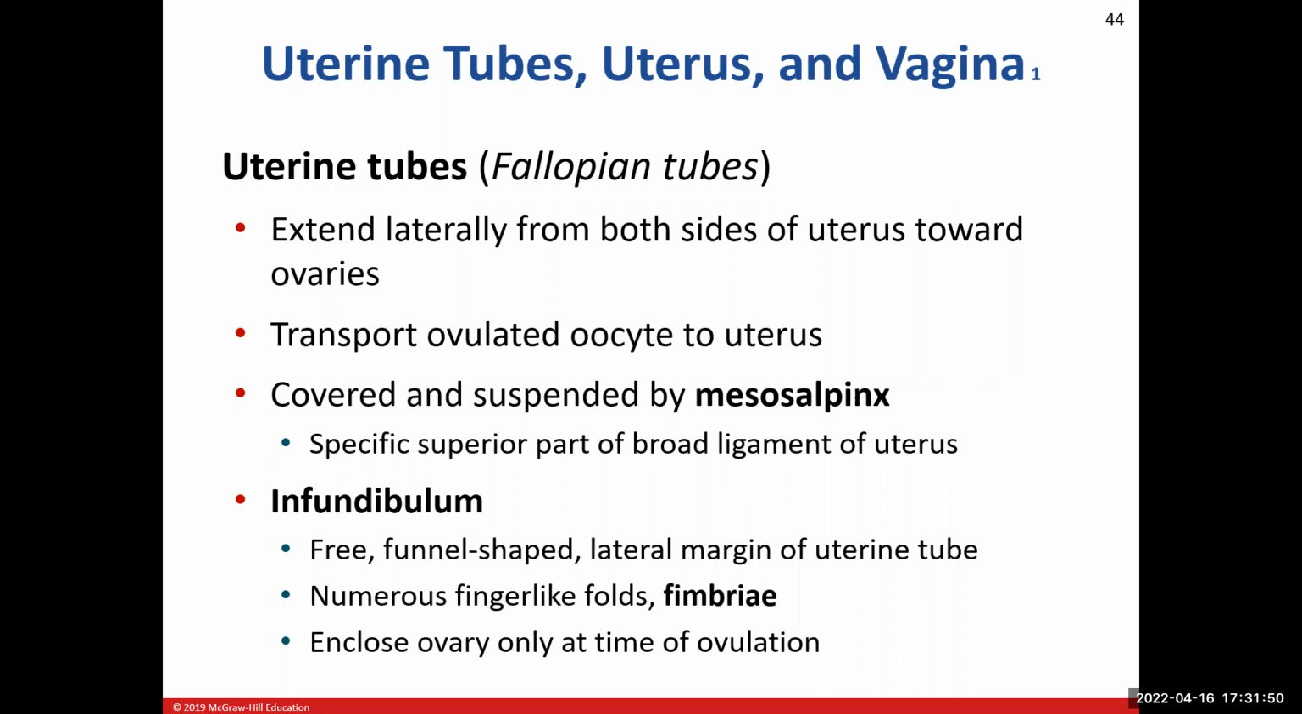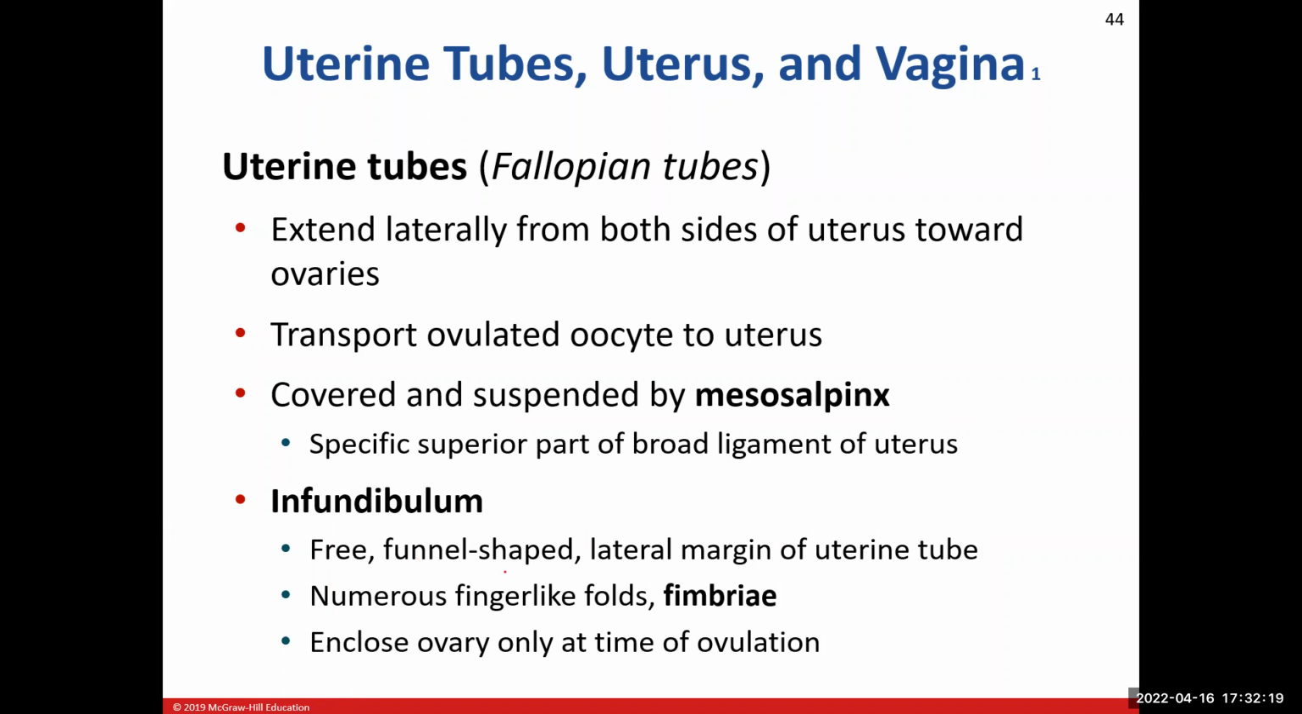On the far end of the uterine tubes, they will be in close proximity to the ovaries. Their job is one thing: to transport our hopefully viable, fully matured oocyte into the uterus. And if we're lucky enough, it'll get fertilized along the way or get fertilized in the uterus there.